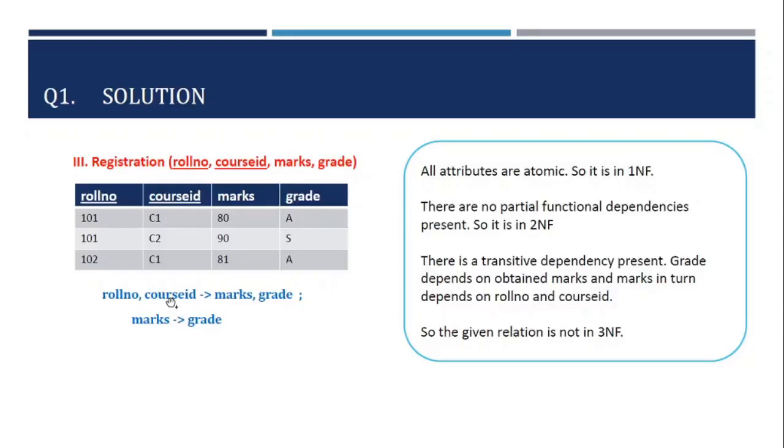So here this is our X, and marks is our Y. So we have X gives Y, and then we have Y, which is marks, that gives grade, which is our Z. So here we have a transitive dependency: grade depends on marks and marks depends on the primary key. So this relation is not in 3NF.